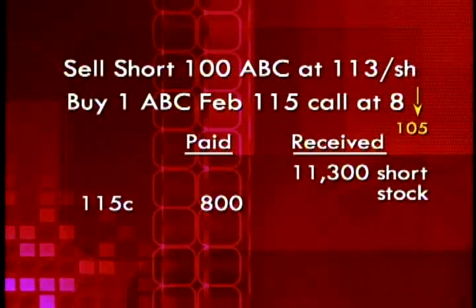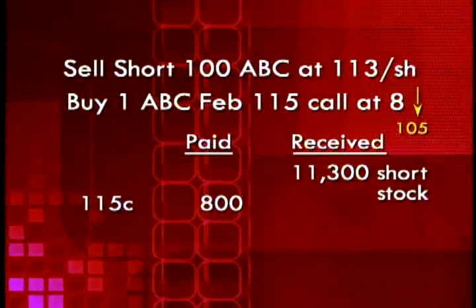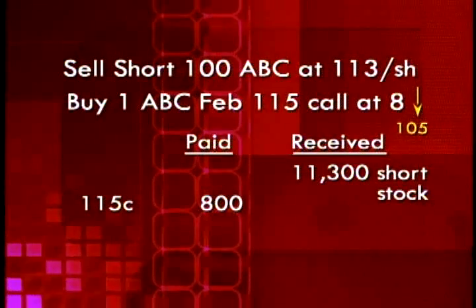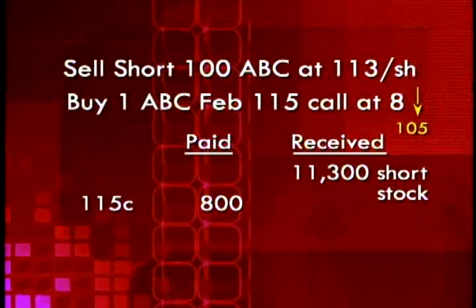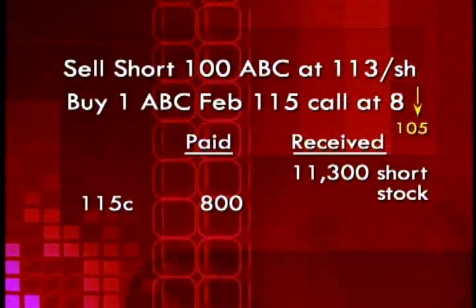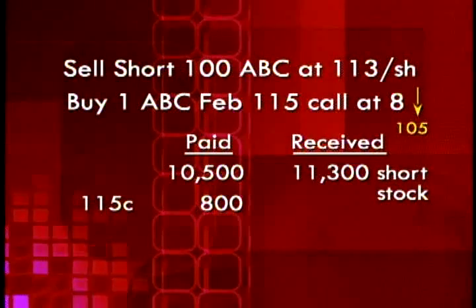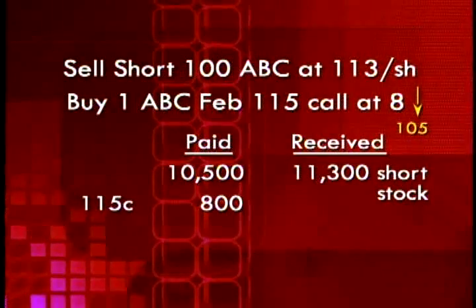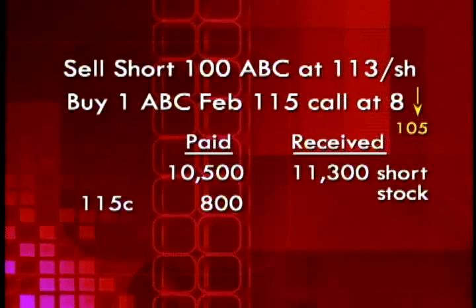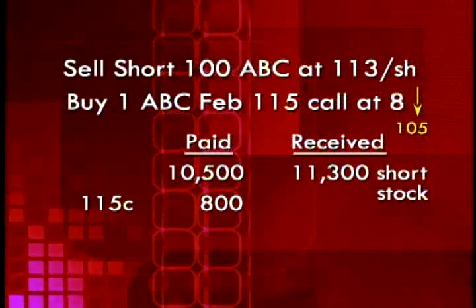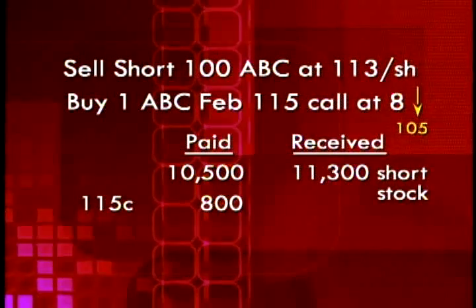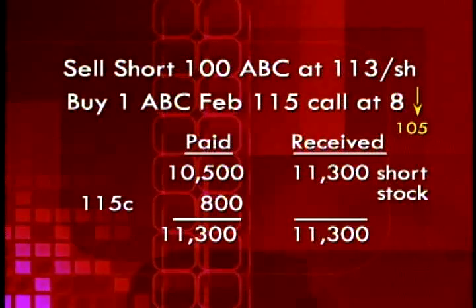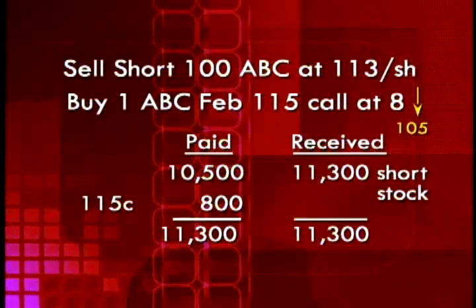Now, to show that 105 is the break even, assume that the stock goes to 105 and we close out our short sale at that time. Now, what would the T-chart show if we chose to do this? Well, we'd replace the borrowed stock by buying it back for 105 per share in the market, $10,500. The call would be out of the money and it would expire worthless. Remember that the stock is at 105 and it's a 115 call, so the call isn't worth anything. So the total amount paid would equal the total amount received, and the investor will have broken even at 105.